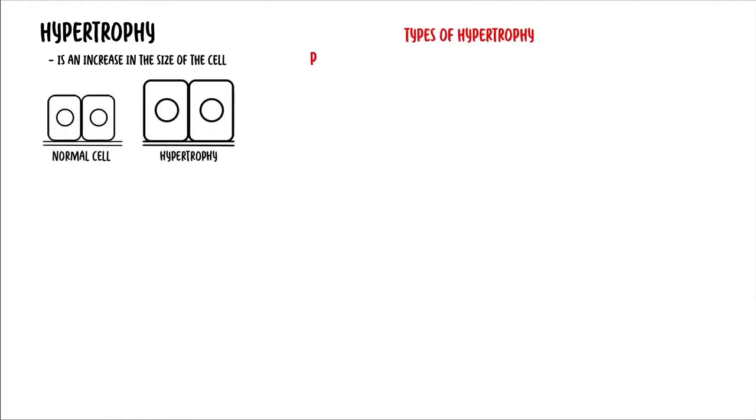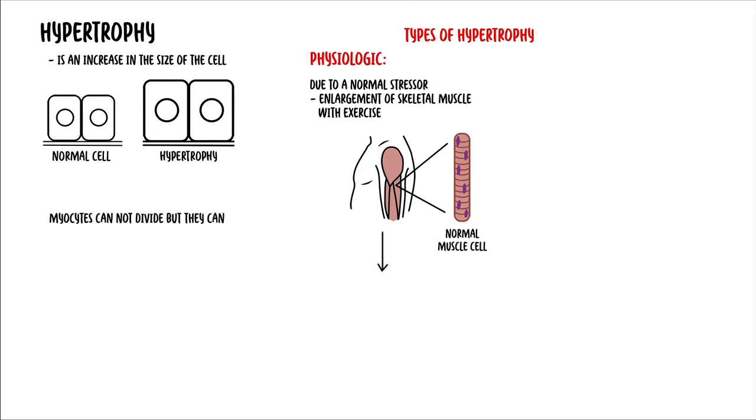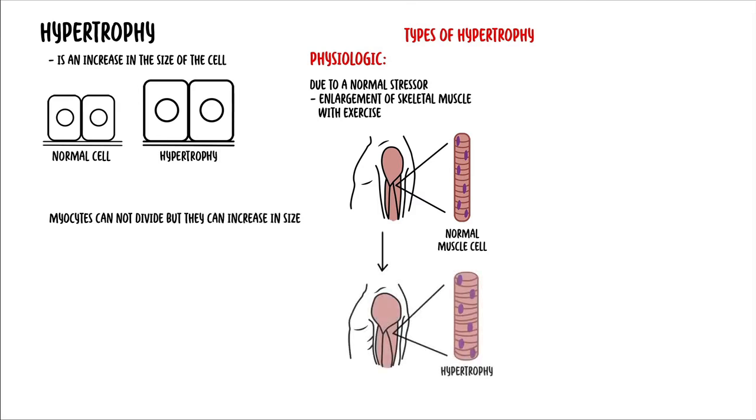The second cell adaptation is hypertrophy, which is an increase in the size of the cell. Physiologic hypertrophy occurs due to a normal stressor. For example, enlargement of skeletal muscle with exercise. The myocytes cannot divide, but they can increase in size.